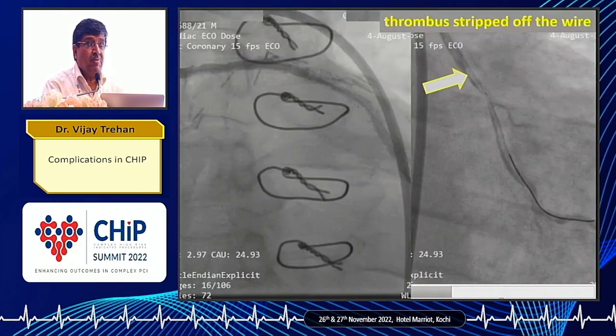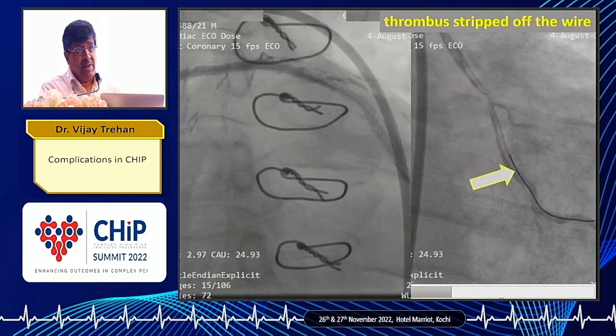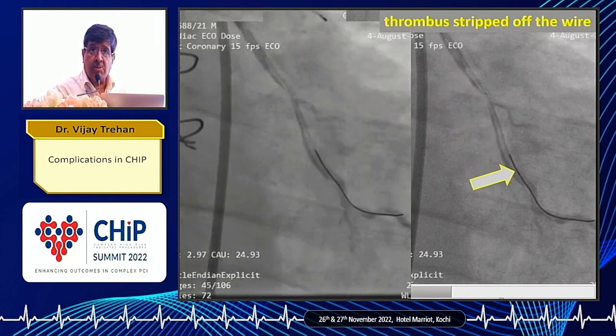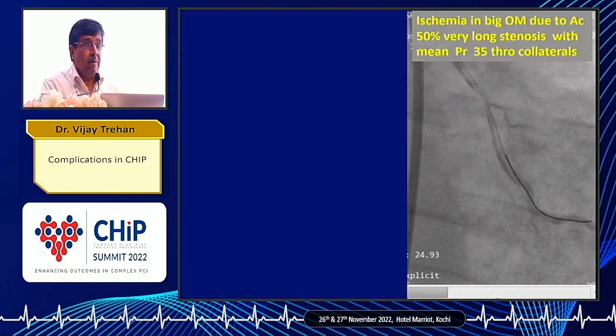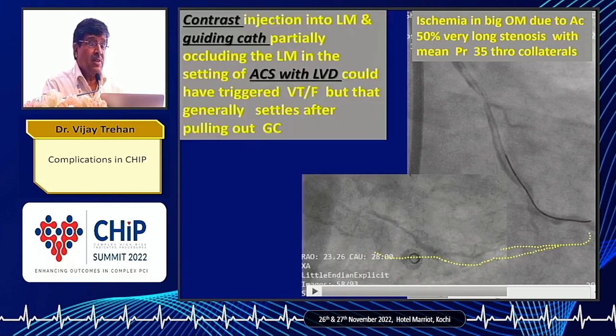Once it is stripped off, that is why it produces a picture like this of a linear graft, a linear filling defect, which was not there just before starting the procedure. And this led to ischemia just because the collateralized vessel has a mean pressure of 35. And with a mean pressure of 35, if you produce a long 50% filling defect, that is good enough to produce ischemia. And ischemia of not only circumflex.